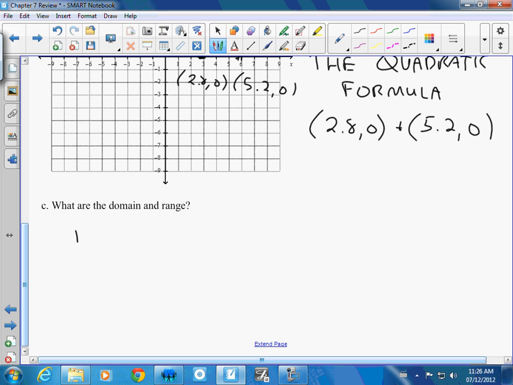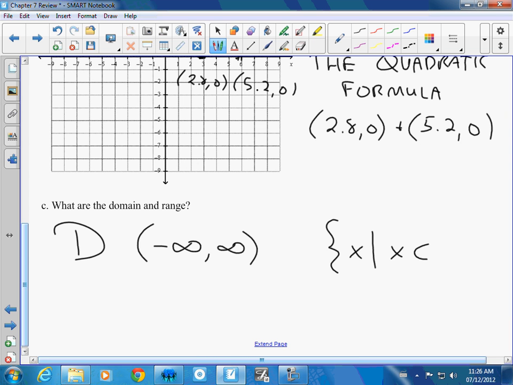So the domain is, we could do it this way, negative infinity to positive infinity. Or how do you write it the other way? X is an element of R. It's all real numbers, basically. It means every number that you could ever think of.